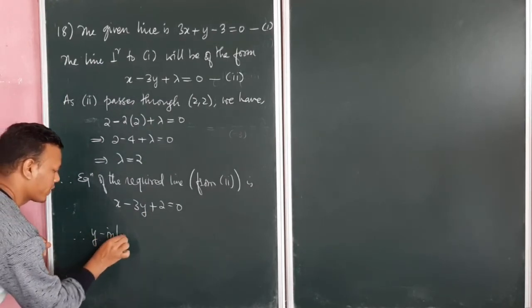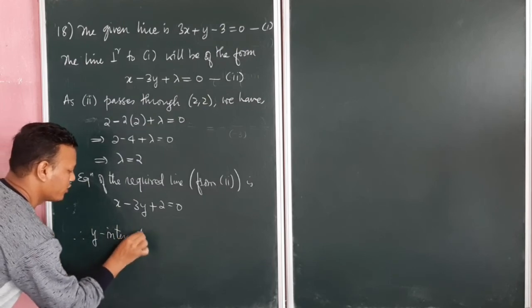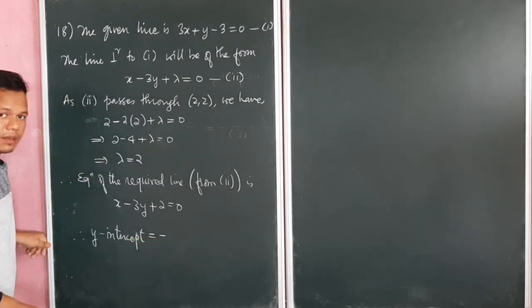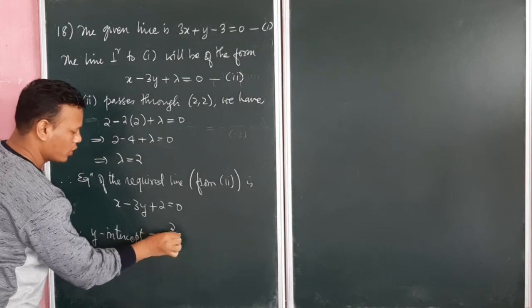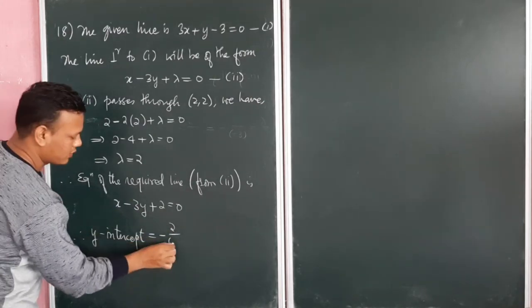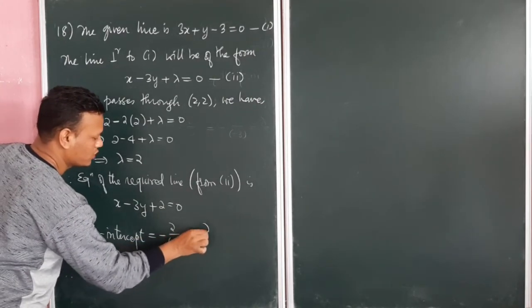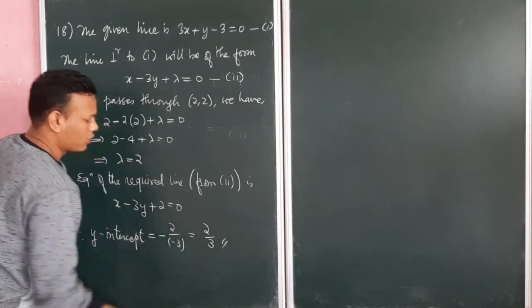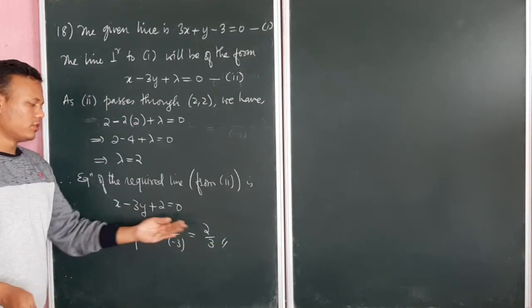The formula for finding the y-intercept is minus c by b, and c is 2, b is minus 3. So this is equal to 2 by 3. So for this particular question, my answer will be 2 by 3.